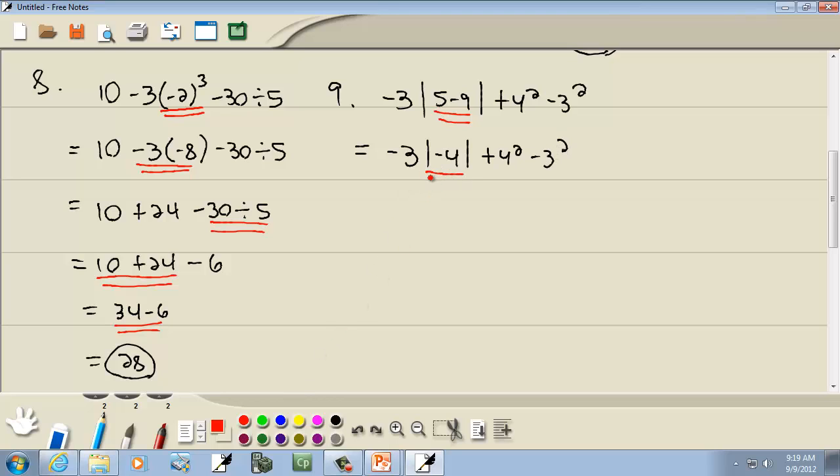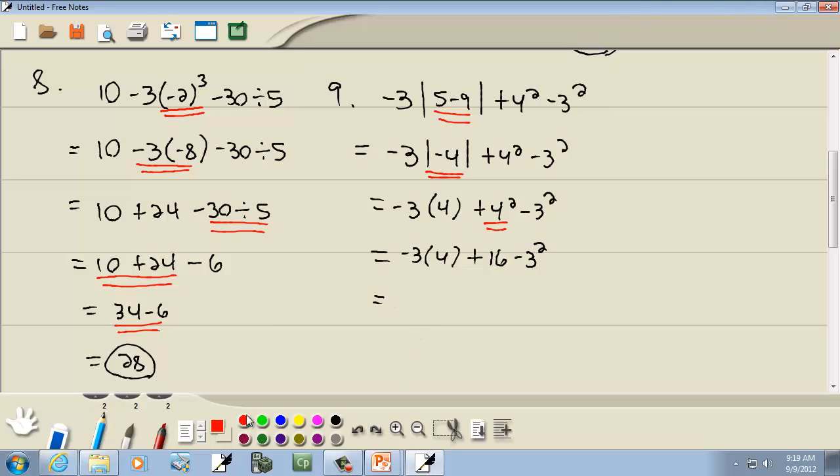Now I said I'm going to get rid of the absolute value. Remember, the only purpose of absolute value is to make whatever's inside positive. So the absolute value of negative 4 gives us a positive 4. Now notice, I kept the parentheses around this because the negative 3 in front of it means multiplication. So I can't lose track of that. Okay. Excuse. Exponents. Well, here's our first exponent. So I'm going to have 4 squared, which gives me 16.